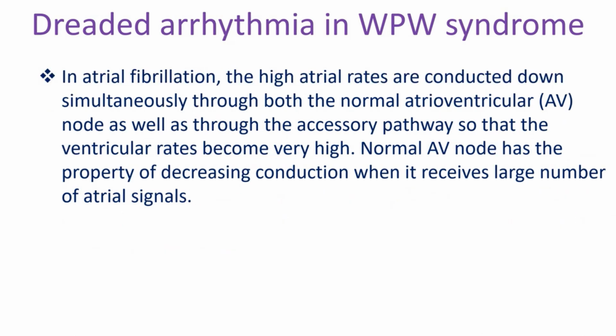In atrial fibrillation, the high rates are conducted down simultaneously through both the normal AV node as well as through the accessory pathway, so that the ventricular rates become very high.